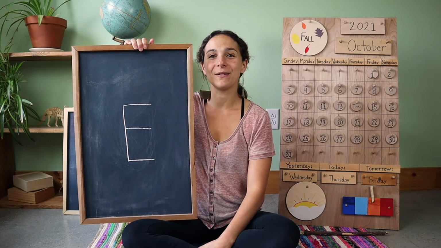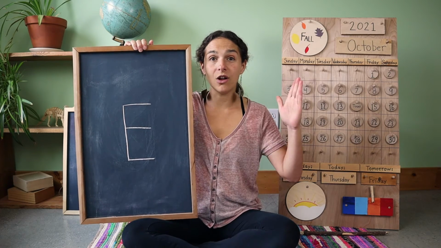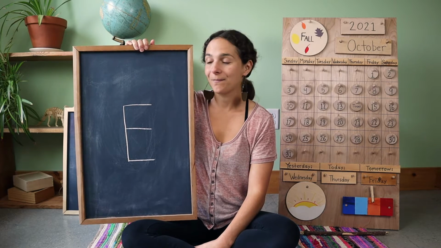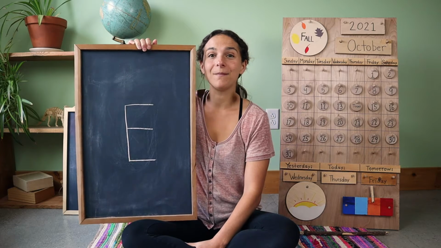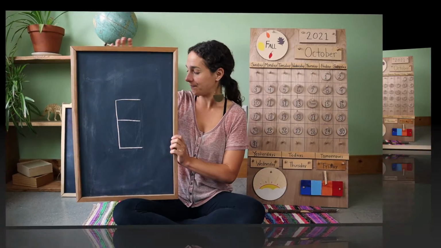Let's do that together. Eh. And the second sound is a long sound that sounds like this. E. This is an uppercase or capital E. E says eh and E.